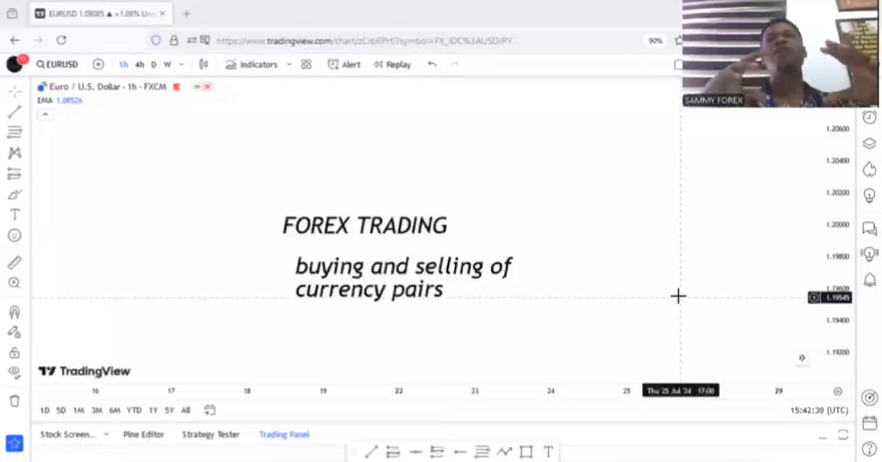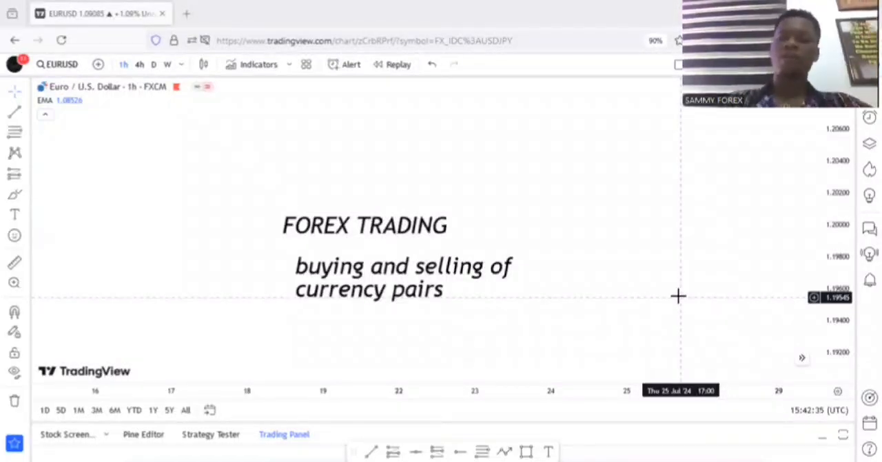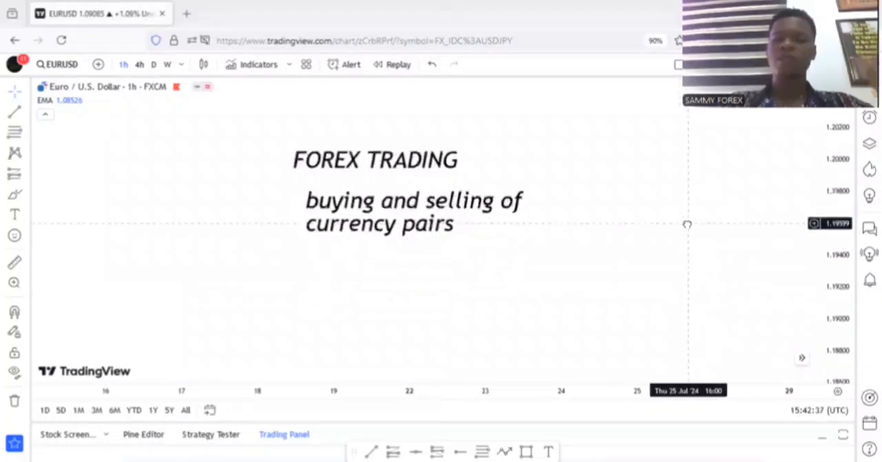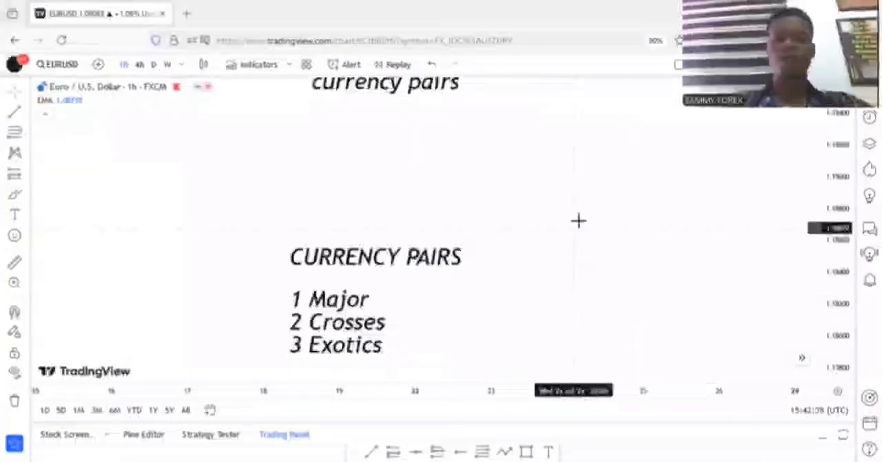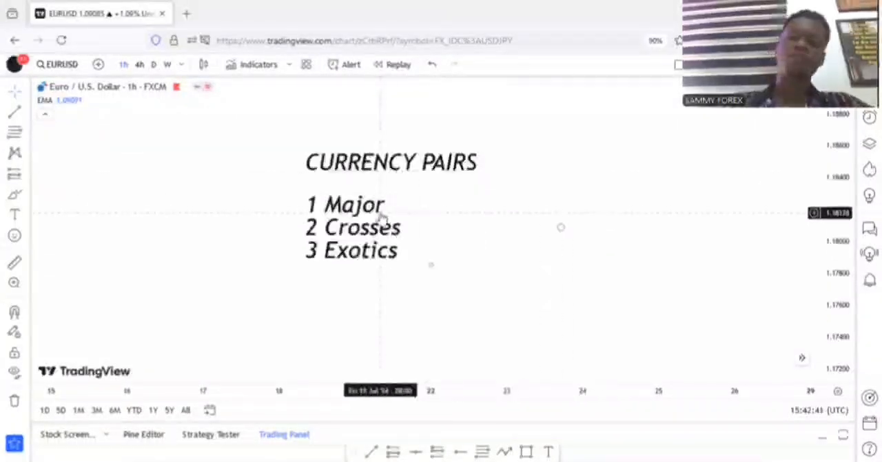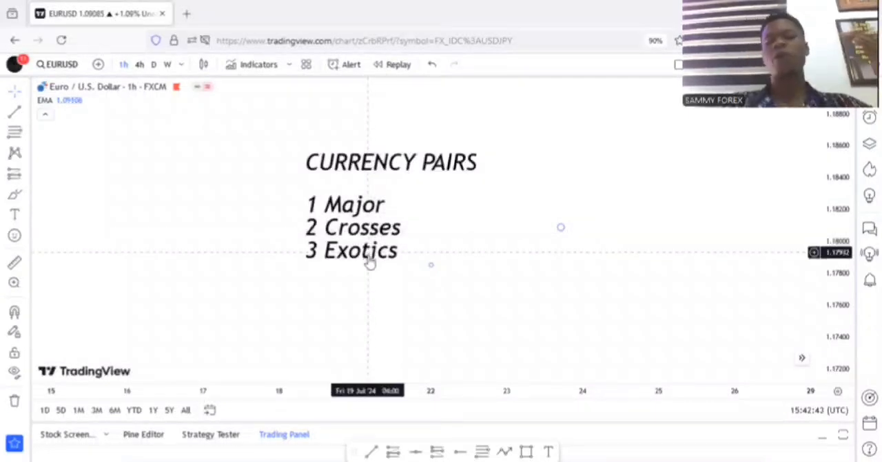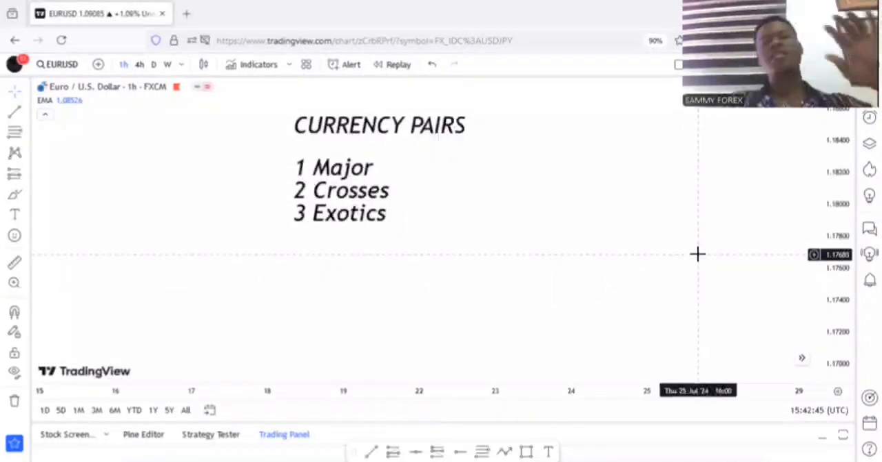In forex trading, we have the currency pairs, the pips, the leverage, and many more. Let's talk about the currency pairs first. We have the major currency pairs, we have the crosses, and we have the exotics. These are the three main types of currency pairs that we have.